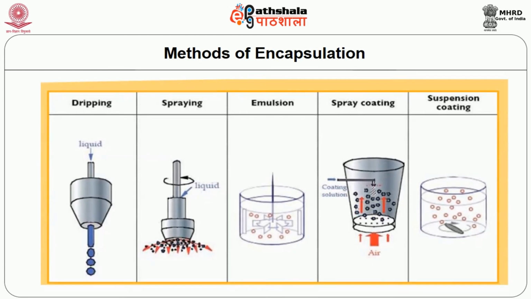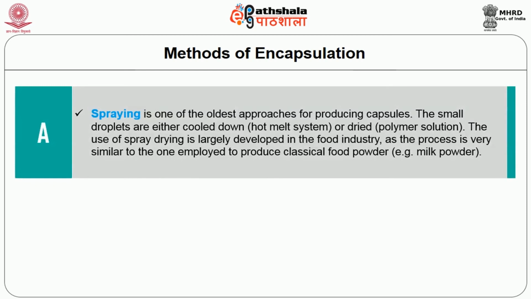There exist many classifications for encapsulation methods. The easiest classification may be based on the equipment needed to perform the encapsulation, which is shown in the following figure. The first one is spray drying, which is one of the oldest approaches for producing capsules. The small droplets are either cooled down or dried. This use of spray drying is largely developed in the food industry, as the process is very similar to the one employed to produce classical food powder, more commonly milk powder.